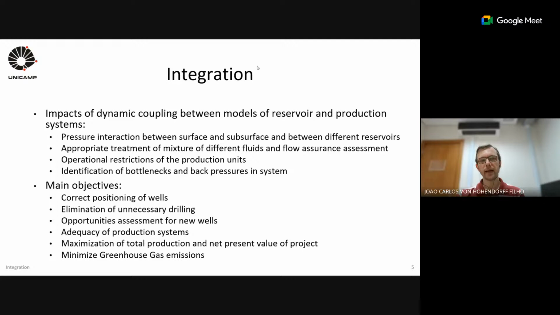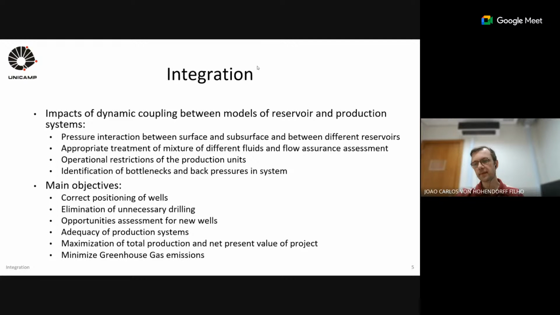Of course, our units, even for production and injection, are ruled by operational restrictions. As I told you in the previous presentation, sometimes we have already defined these restrictions in terms of the size of the equipment. But there are some possibilities to change these restrictions depending on how you operate these equipments. So that's the idea, to try to bring these models, especially from topsides, inside the integrated model.